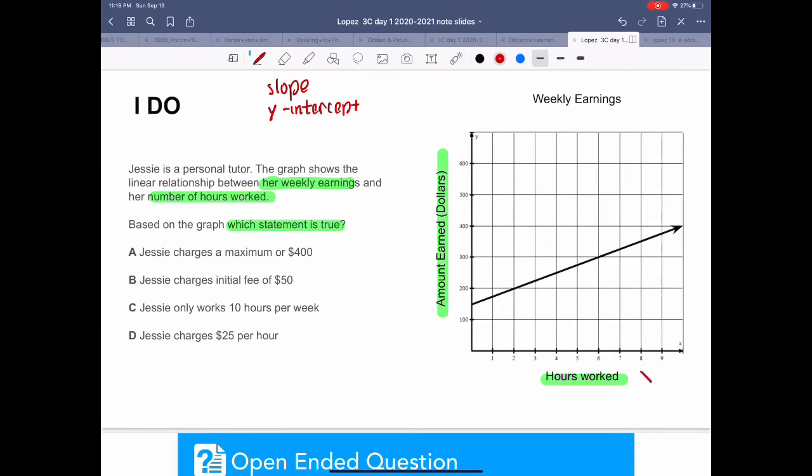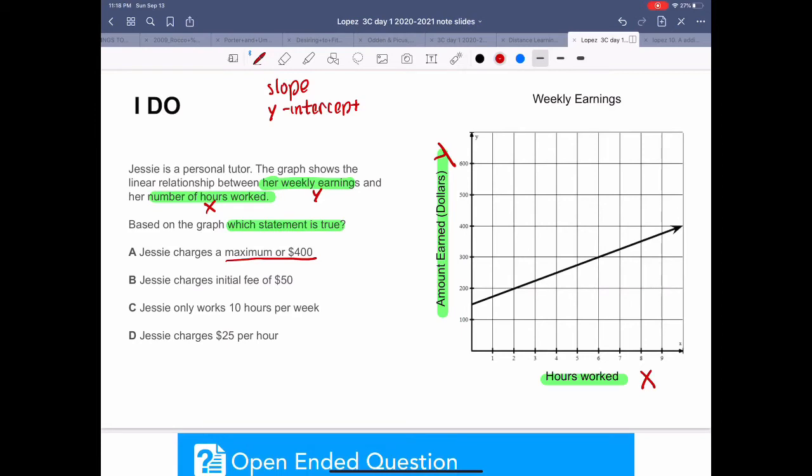This is on my x-axis, so that means hours worked are the x. So I'm going to put an x right here. Her weekly earnings is the y, so I'm going to put a y right there, so that way I know what I'm talking about. So I'm going to go ahead and look at each statement to see which one's true. So Jessie charges a maximum of $400. Maximum. So that means my graph must stop at the number 400.